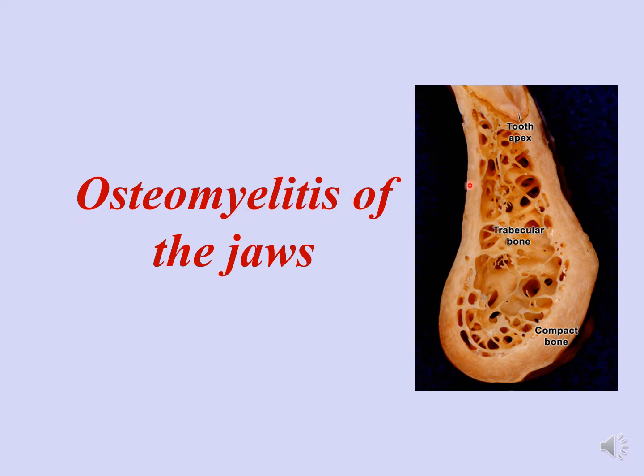Now this is a dry specimen of bone showing the tooth apex, the orientation of the apex to the alveolar bone. So clearly this is the compact bone, the outer compact bone, and the inner component, which is the trabecular bone, in between which you have marrow spaces, which is composed of the marrow and the blood vessels.